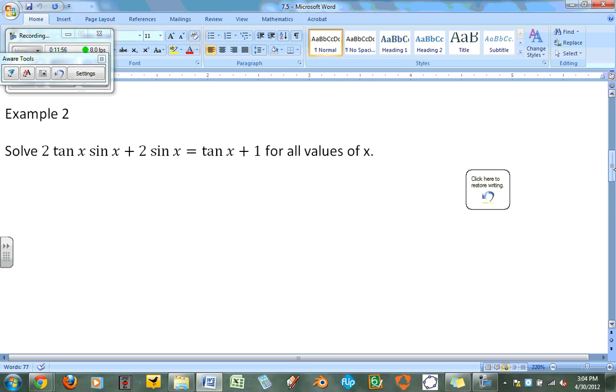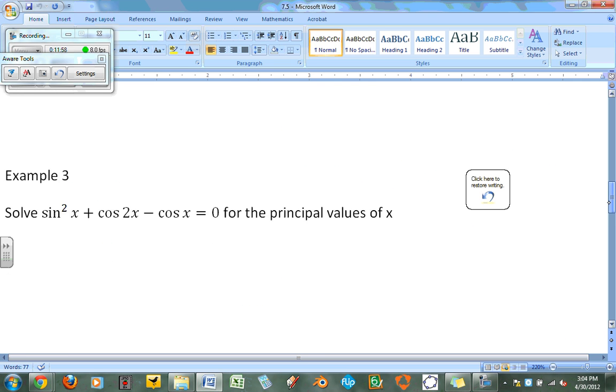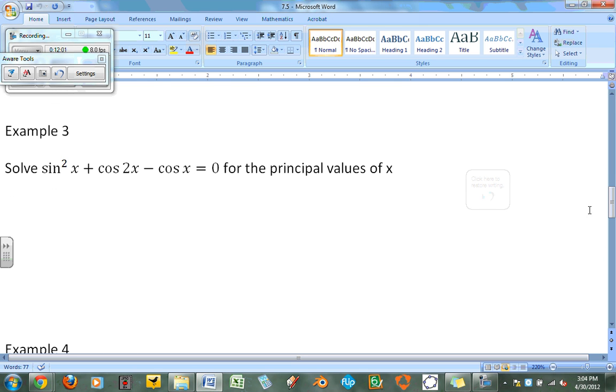I'm going a little fast here because I'm trying to make this video as fast as we can. Okay. So solve sine squared x plus cosine 2x minus cosine x equals 0 for the principal values. For this one, I notice I have a sine squared. I can do some things with that. I might be able to change it to a cosine or something like that. I have a minus cosine x over here.